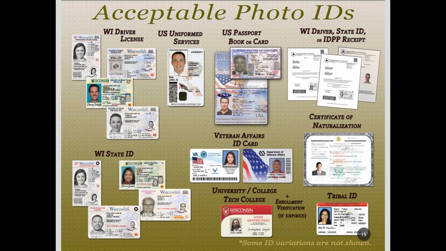Here's a document showing all the acceptable forms of photo ID. This will be given to you in each of the poll books so that you have it on election day. Things that are acceptable are Wisconsin driver's licenses, state IDs, U.S. uniform services, U.S. passport books or cards, veteran affairs cards, university or technical college plus enrollment verification, Wisconsin driver or state ID or IDPP receipt. So even if they don't have their driver's license yet, but they have the receipt, that does count. Certificate of naturalization or tribal IDs.